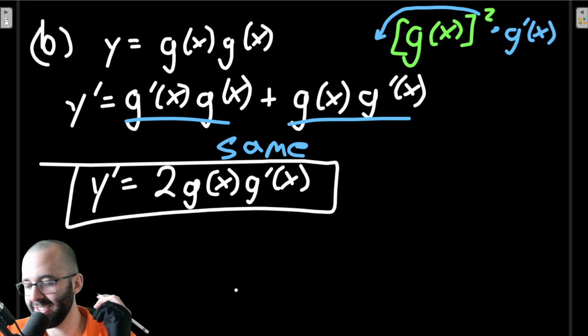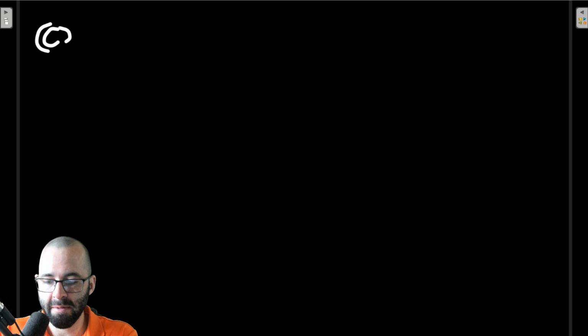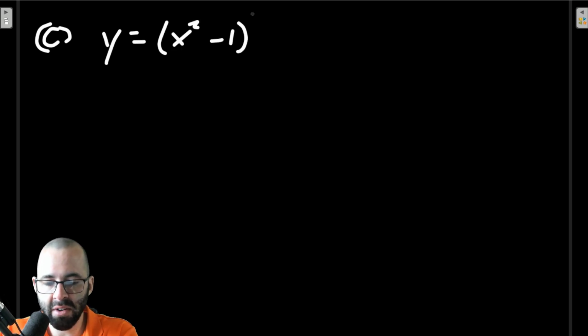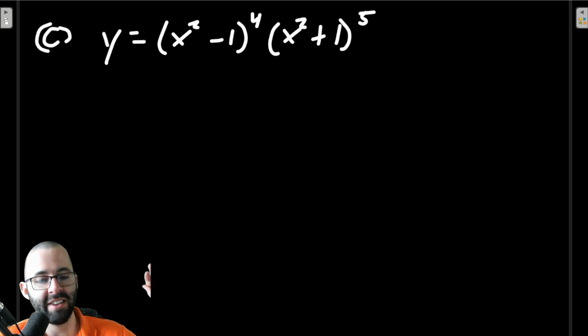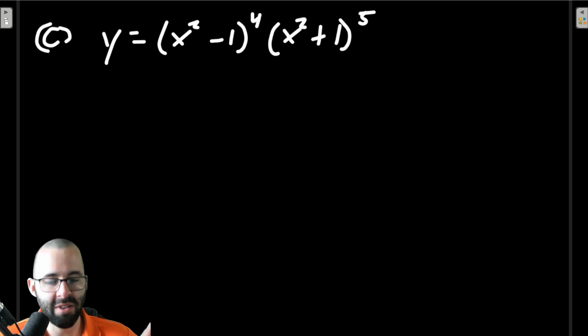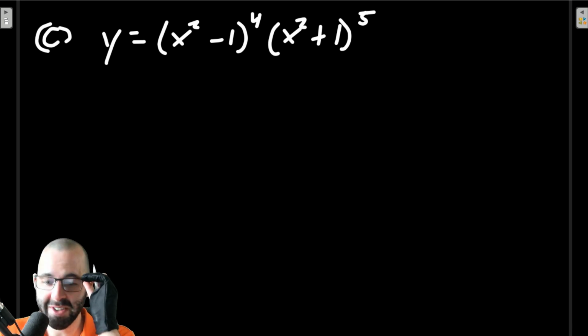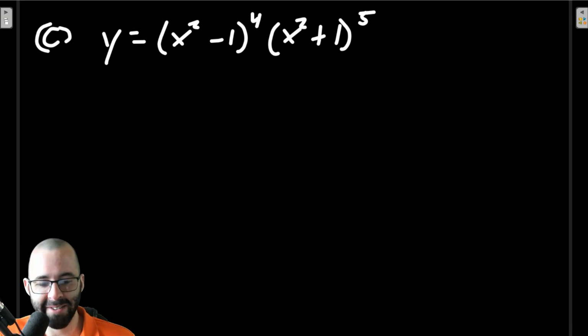Anyway, here we go. One last example problem with the power rule. Part C. Y equals, let's get some real nasty, x squared minus 1 to the 4th times x squared plus 1 to the 5th. This one, you really don't want to expand out and simplify. This would take forever. You'd have to use the binomial theorem, and it'd be a little messy.